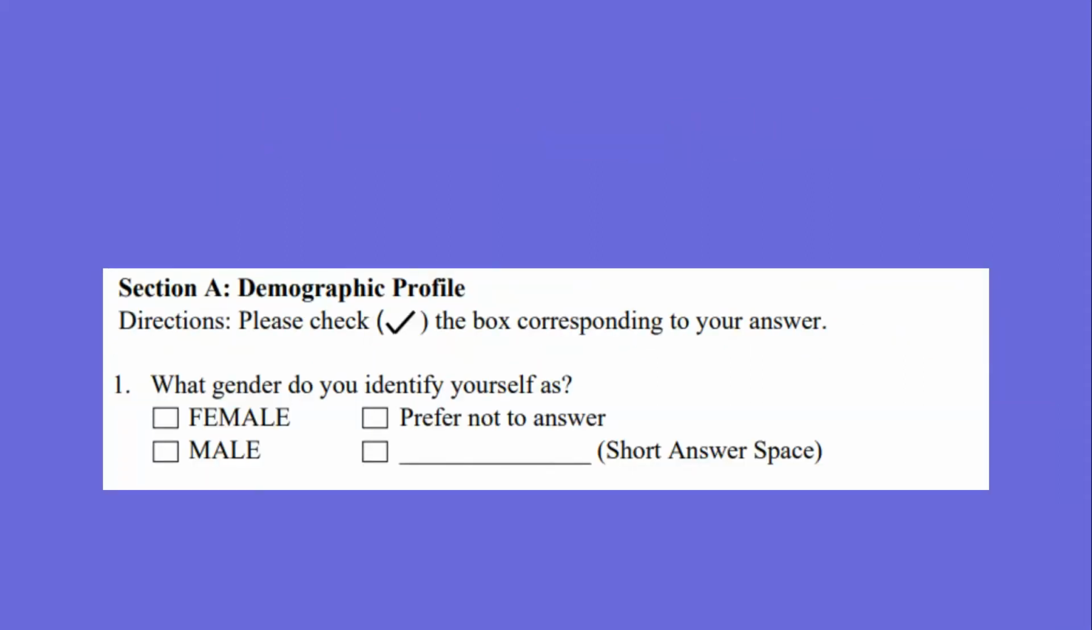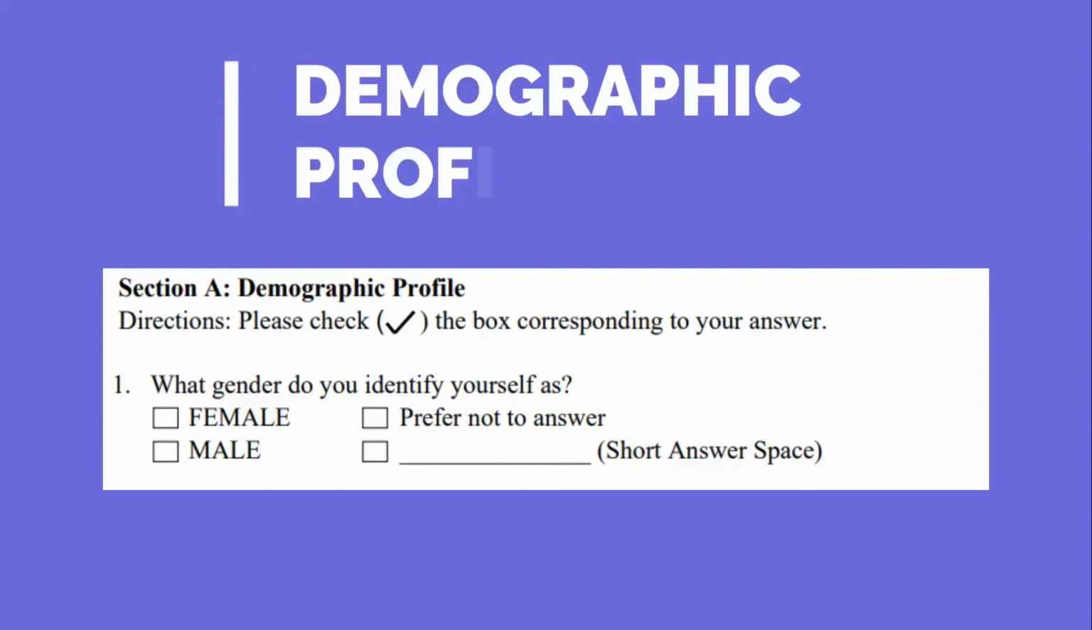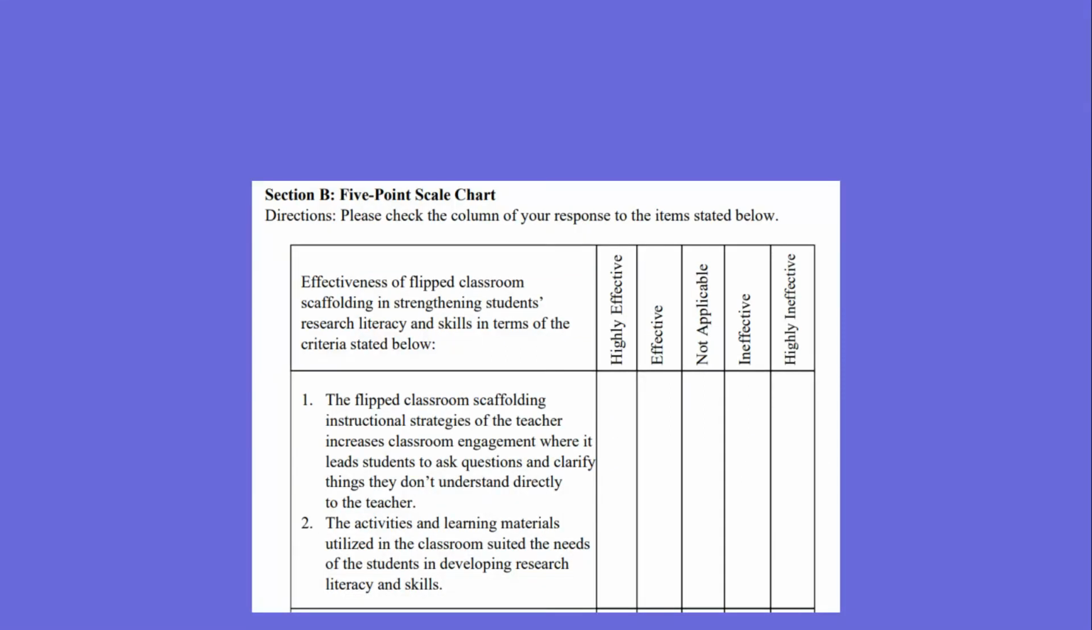Next, we have the Section A, which is the demographic profile. In studies, demographics can be used to analyze the data, such as seeing if male and female or older and younger people have different responses. That's why they also serve as an important part of the survey. The next is the Section B, which is the 5-point Likert scale chart. 5-point because it has 5 categorical variable response choices.